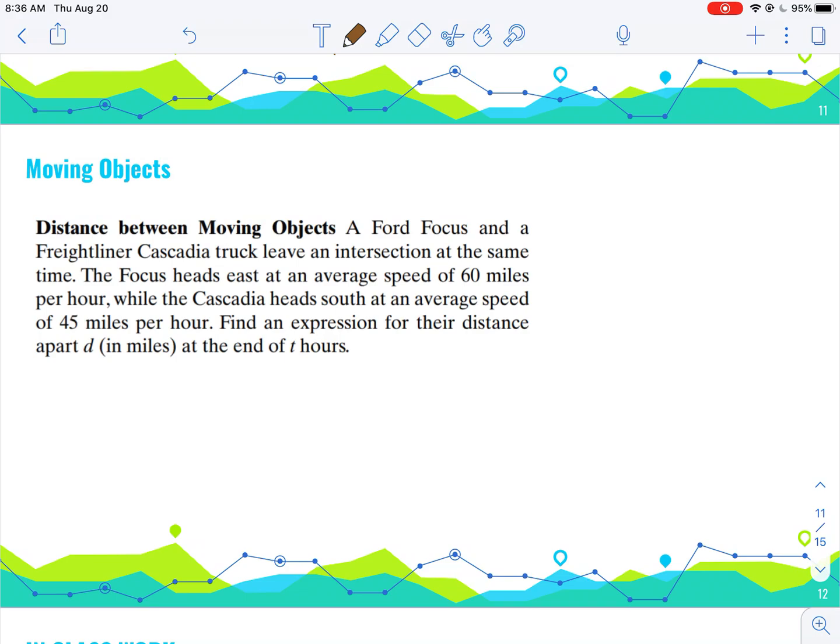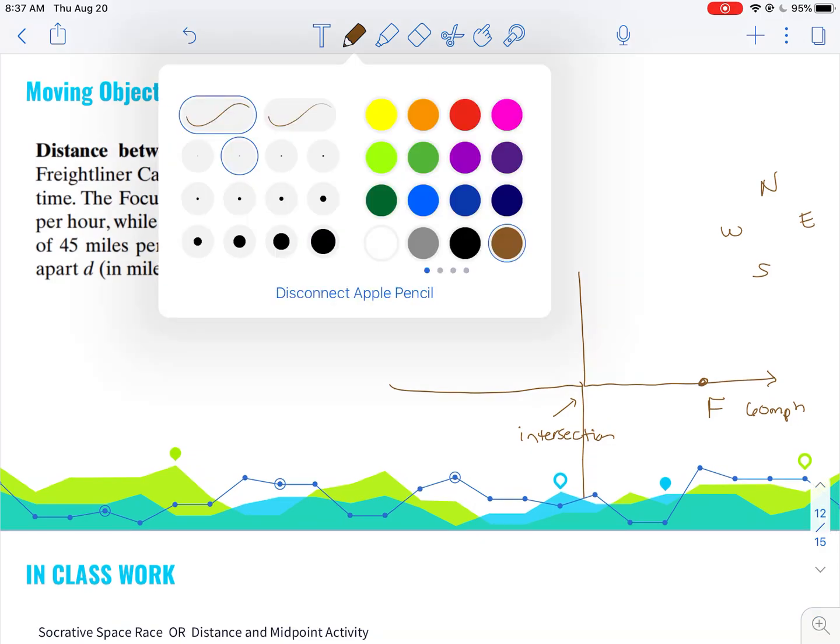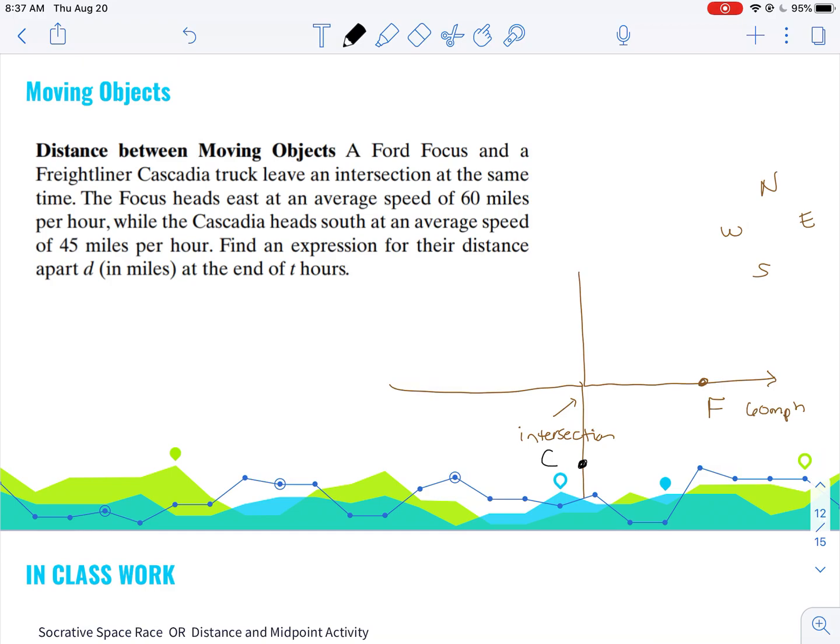Moving objects. A Ford Focus and a Freightliner Cascadia truck leave an intersection at the same time. So we'll call this the intersection right here. The Focus heads east, so we'll call this north, east, south, west. So it's traveling east at an average speed of 60 miles per hour. So here's my Ford Focus, and it's going 60 miles per hour. The Cascadia heads south at an average speed of 45 miles per hour. So here's my Cascadia, we'll call it C, and it's traveling at 45 miles per hour.